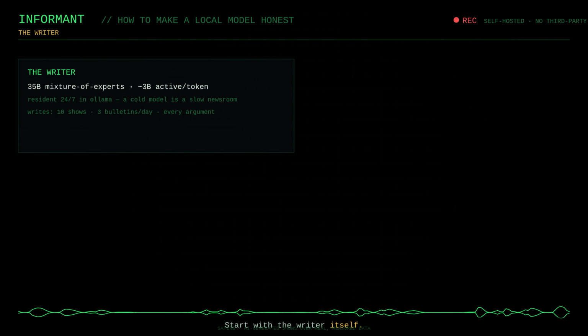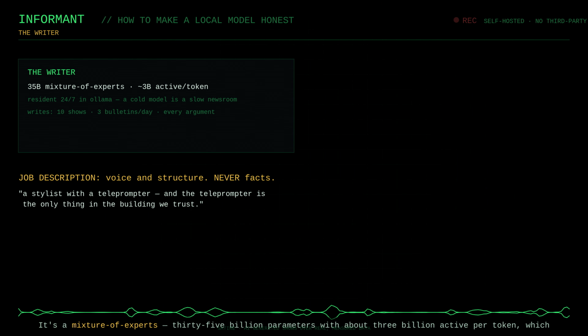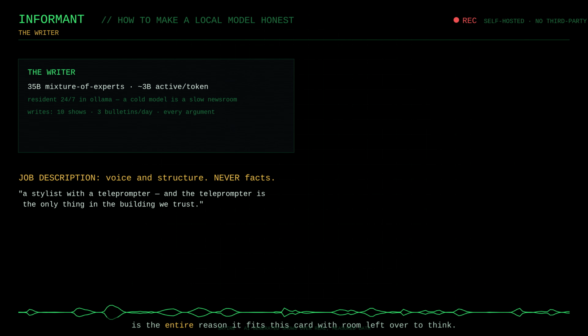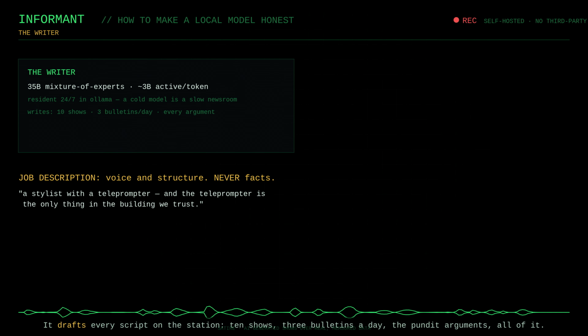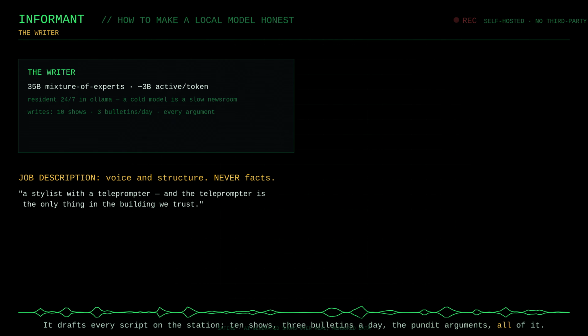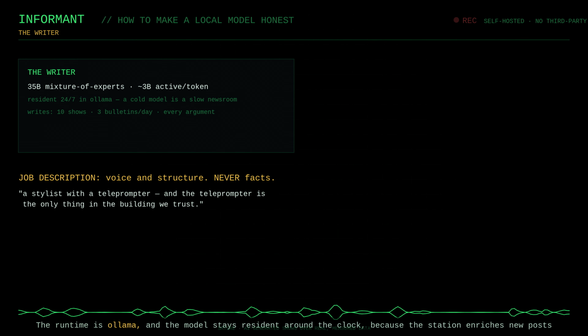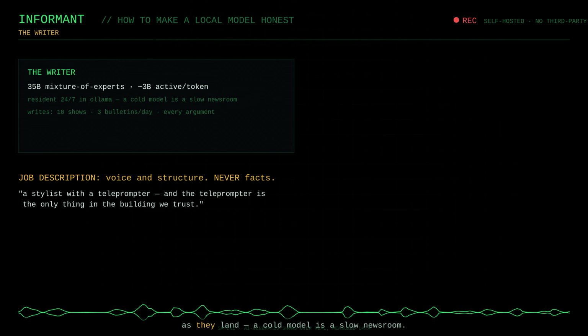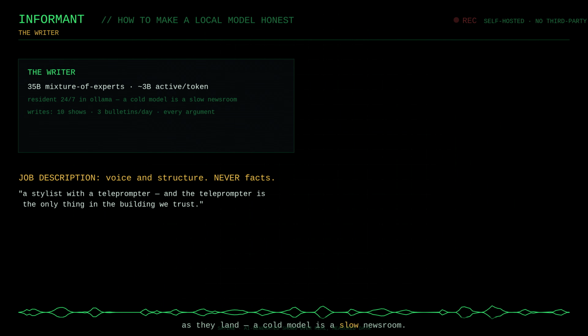Start with the writer itself. It's a mixture of experts, 35 billion parameters with about 3 billion active per token, which is the entire reason it fits this card with room left over to think. It drafts every script on the station, 10 shows, 3 bulletins a day, the pundit arguments, all of it. The runtime is llama, and the model stays resident around the clock because the station enriches new posts as they land. A cold model is a slow newsroom.